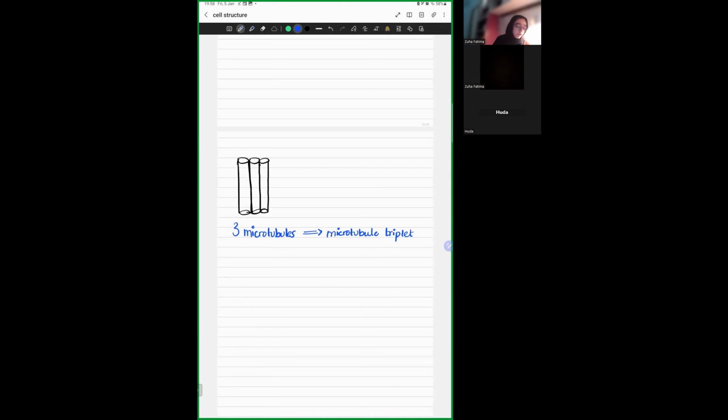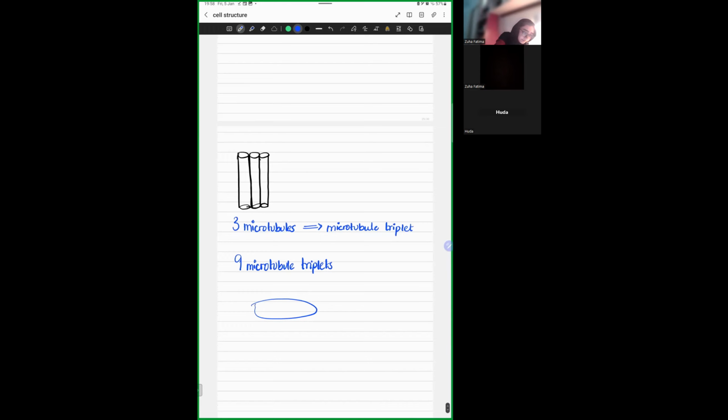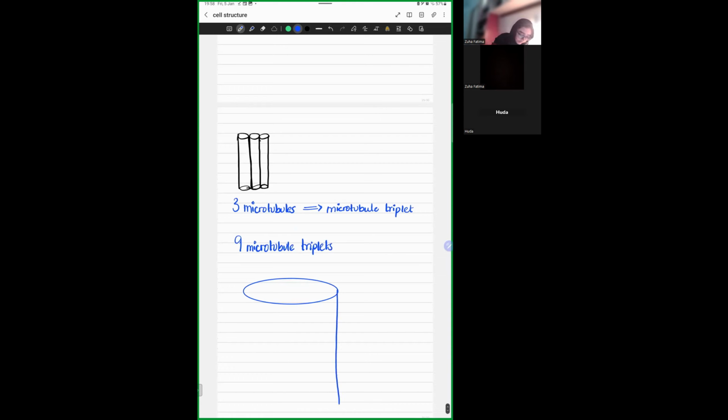Now what happens is that when 9 microtubule triplets are wound in a hollow cylindrical structure, and what do I mean by that? Let me draw a cylinder. ठीक है? This is a cylinder, and now can I say this is one triplet? And then I draw another triplet. 1, 2, 3.